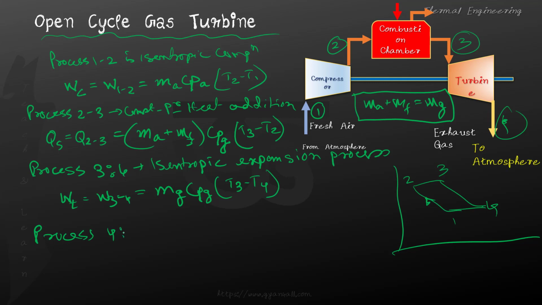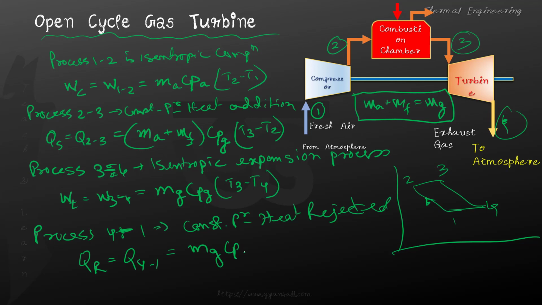Next, come to process. Which process? 4-1. 4-1 process is constant pressure heat rejection. Although it is rejected to the atmosphere, we have to call it a rejection process. From system it is going out. So for the system it is heat rejected. We are not concerned where the heat is going. Anyway, heat is rejected by the system. So QR, also we can say Q41 is equal to M, constant pressure process, Mg CpG T4 minus T1.